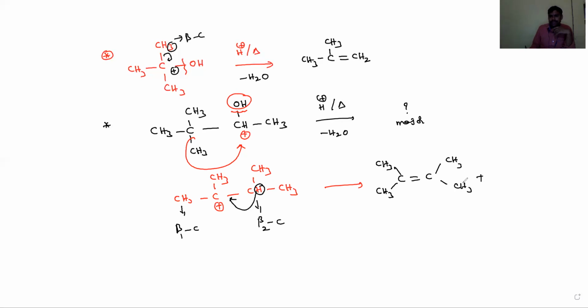Okay, and the minor product is here. This hydrogen will be lost and it produces CH2=C-CH2-CH3... This is the minor product. Okay, dear students, this is about dehydration of alcohols.